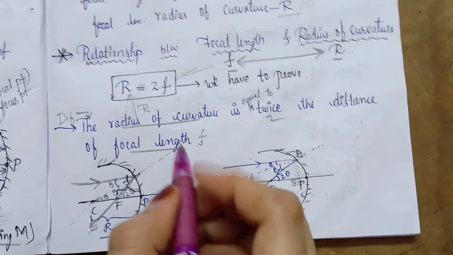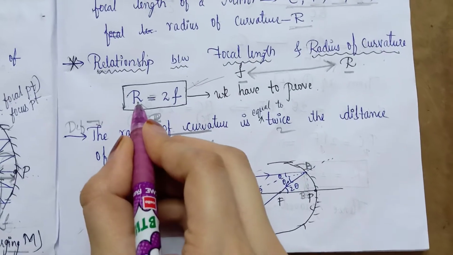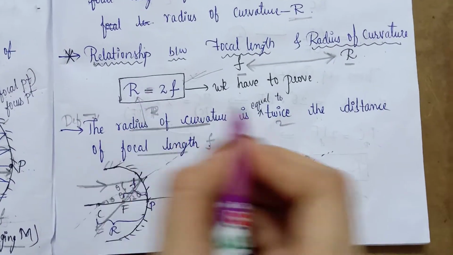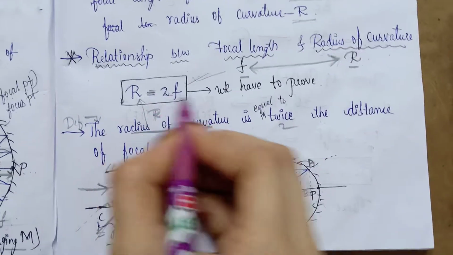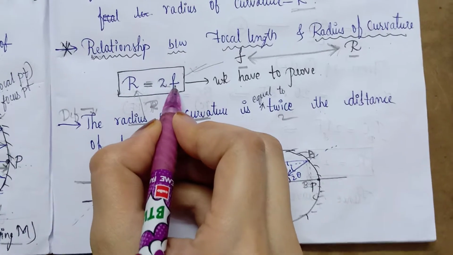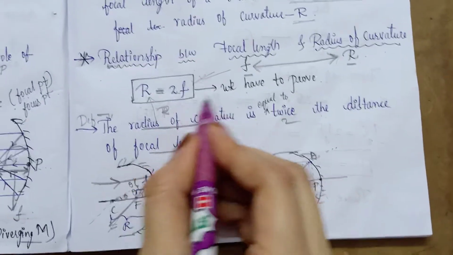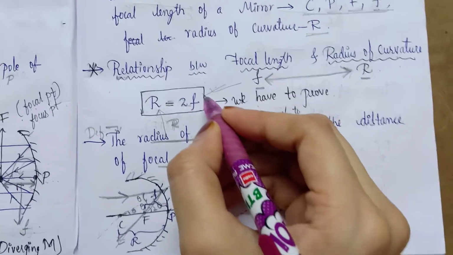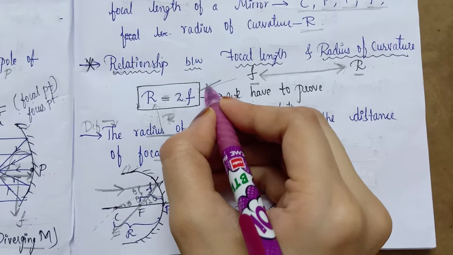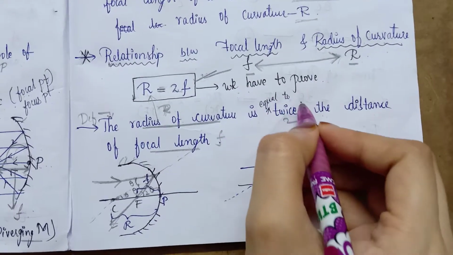Which means the radius of curvature, capital R, is equal to twice, which means 2 times, the distance of focal length, that is small f. This relationship explains that R is equal to 2f. This relationship holds in both concave mirrors and convex mirrors. We have to prove this relationship.